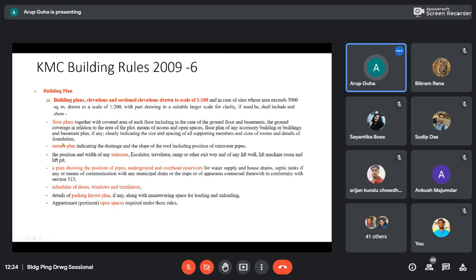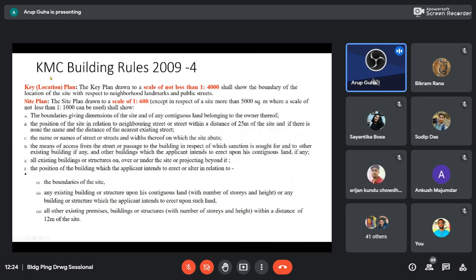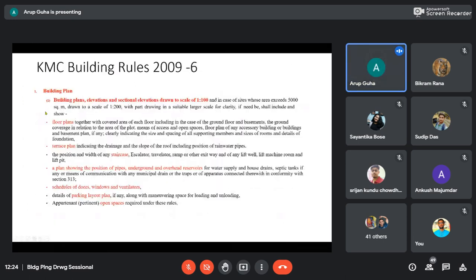The floor plans have to be given, terrace is roof, staircase has to be detailed, position of pipes, underground and overhead reservoirs have to be shown, schedules of door, windows, ventilators have to be shown, parking space it has to be shown, open space it has to be defined. So the figure for the building should accommodate this thing in addition to what I was saying here, the key plan and site plans. Okay.